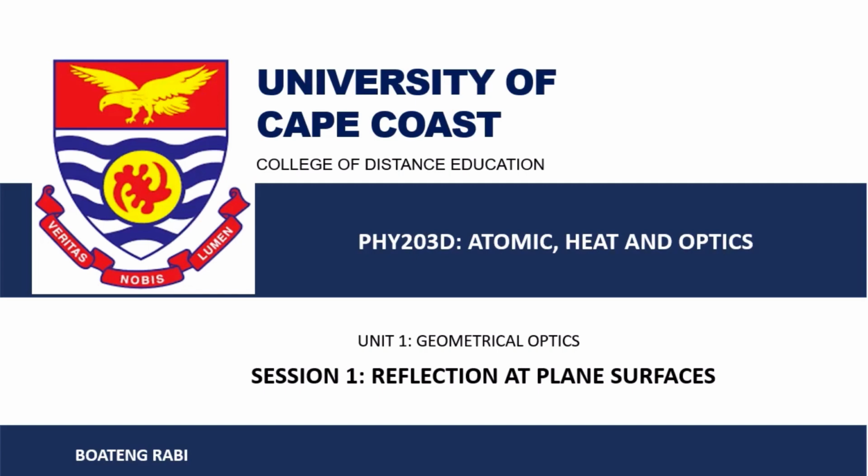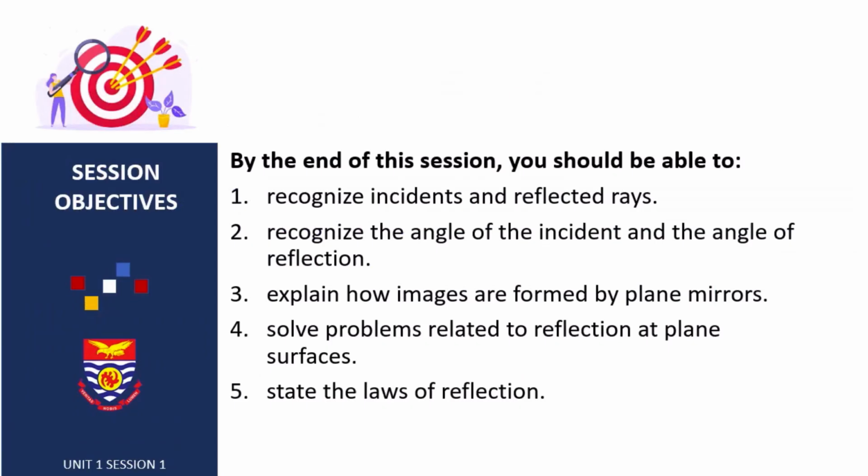Unit 1, Geometrical Optics. We will first take the first session, that's reflection at plane surfaces. Let's look at the objectives of this section. The first objective is to be able to recognize incident rays and reflected rays, and also recognize the angle of incidence and angle of reflection, and also explain how images are formed by plane mirrors. Also solve problems related to reflection at plane surfaces. And lastly, state the laws of reflection.